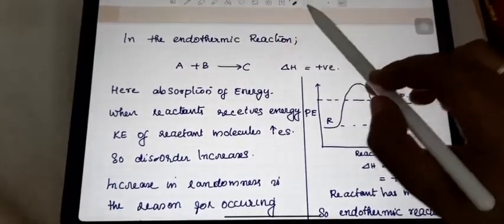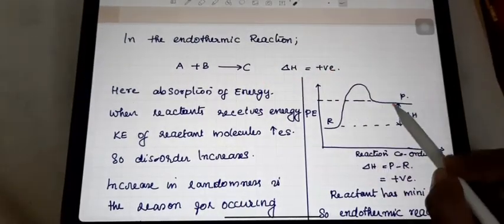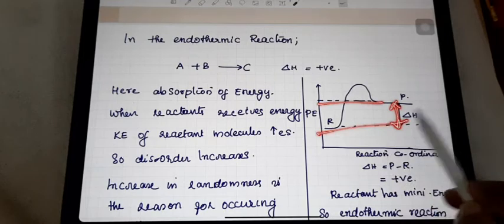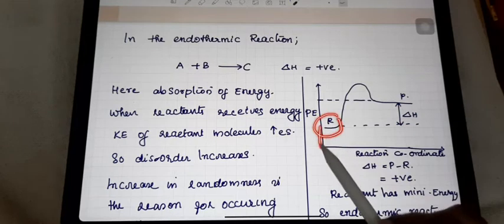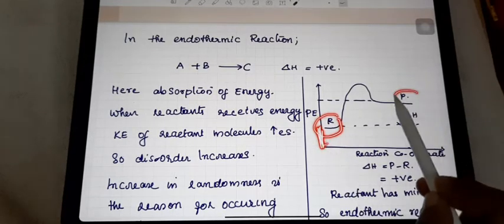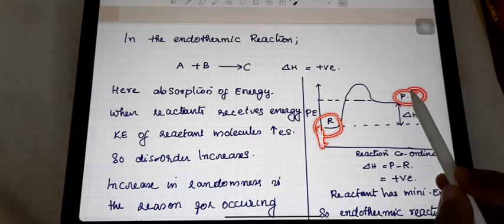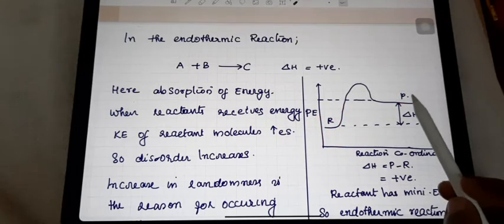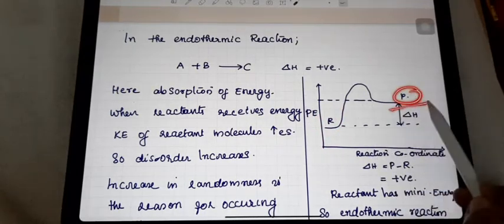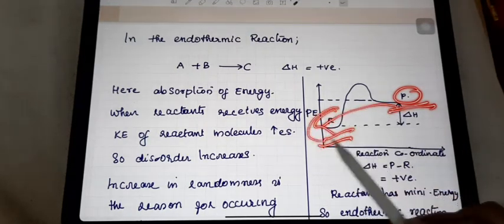In that video I said that in the case of an endothermic reaction, delta H is positive, because it is product minus reactant. From that you understood that the reactants have less energy compared to the products. We said one of the criteria for a spontaneous process to occur is minimum energy attainment. In this case minimum energy attainment is not possible. The product has more energy compared to the reactant, so there is always a tendency to form the reactants once again.